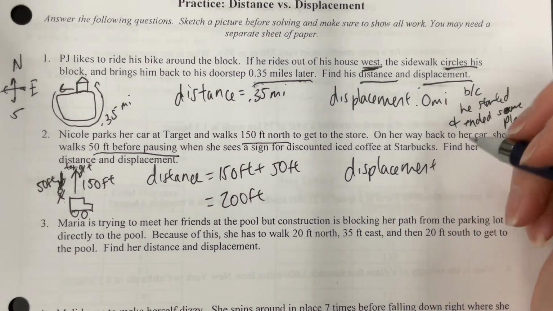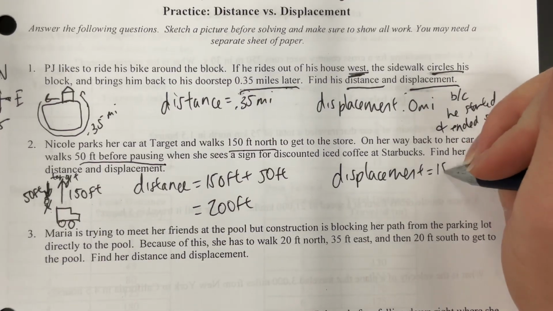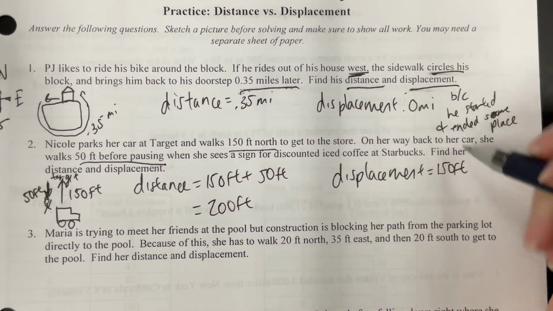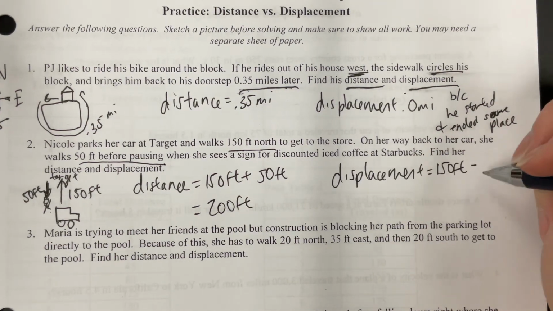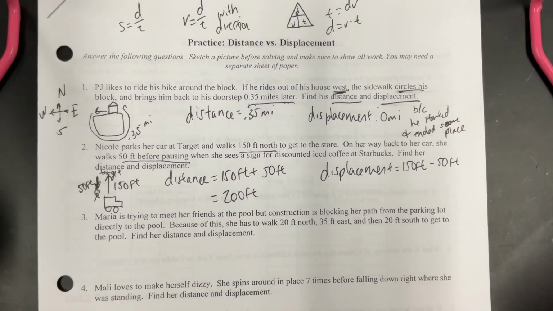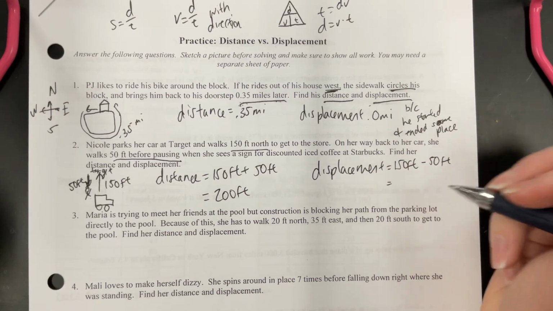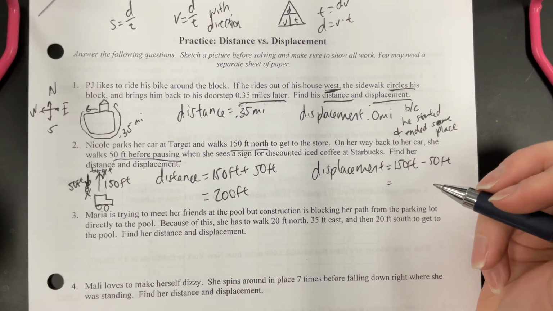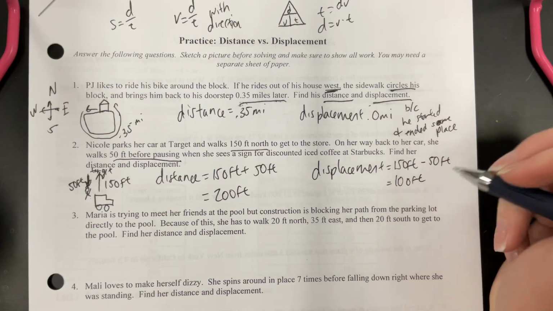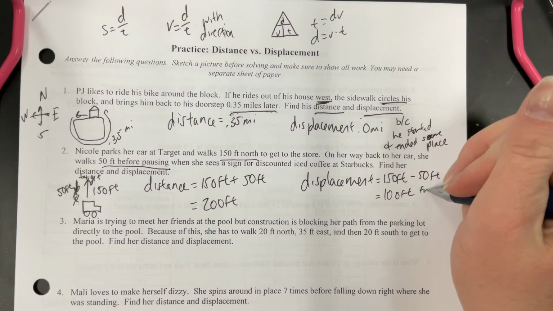Okay, so to get that, if you want to write it out math-wise, you could do 150 feet, that's how much she traveled towards Target, minus the 50 feet that she traveled away from Target. That means her total distance from her starting place, which was her car, is 100 feet. And she's 100 feet from her car.